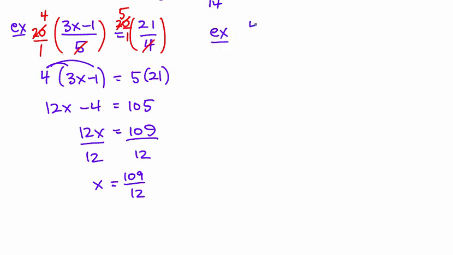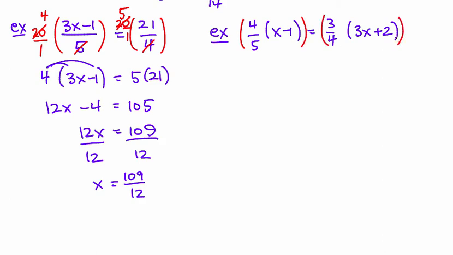We'll do our next example right here. 4/5 times x minus 1 equals 3/4 times 3x plus 2. So again, you can do the distributive law and then work with fractions. Personally, I like clearing out the fractions, and that's not too much of a problem if you just remember that you can multiply by a common denominator, so 20 on both sides. Think about it as 20 over 1, cancel the 20 with the 5, leaving a 4, cancel the 20 with the 4, leaving a 5, and now you want to use the distributive law.